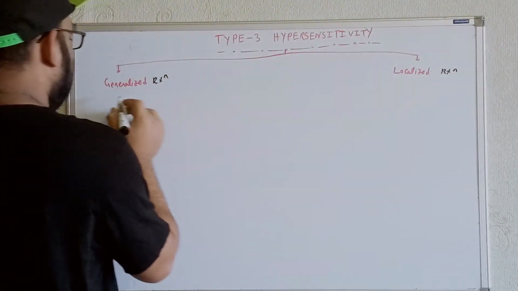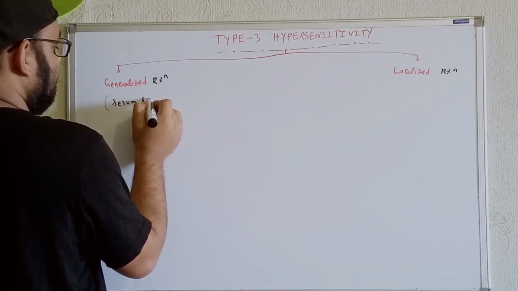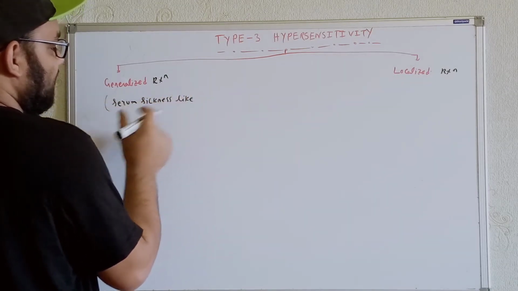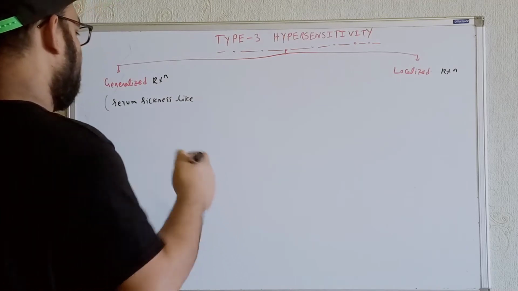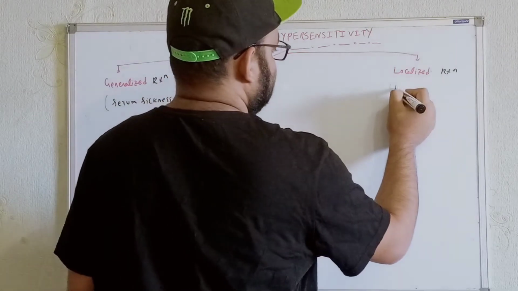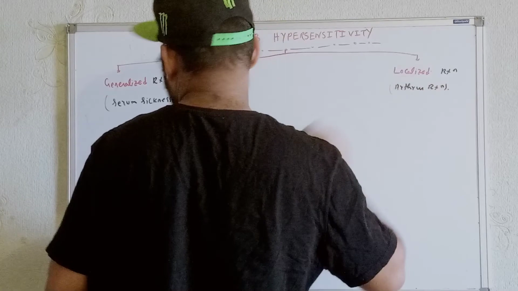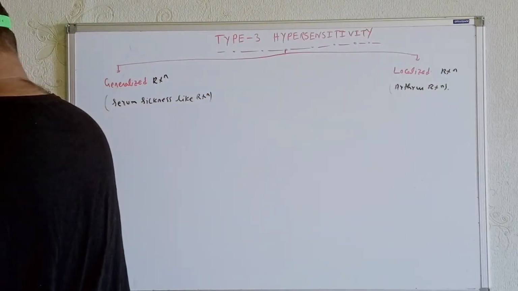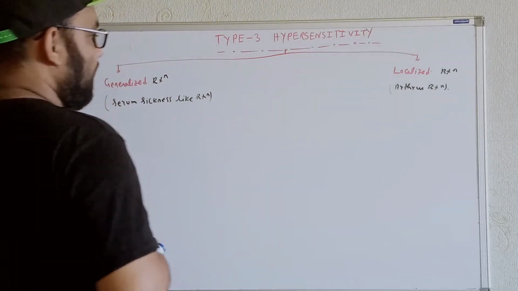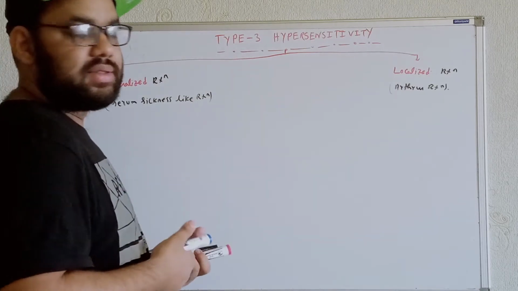Now the generalized reactions are known as serum sickness like reaction. I'll talk about why it is known as serum sickness within a minute. Wait a bit please. It is also known as arthritis reactions. Now first we'll talk about the serum sickness like reactions. For that I need to draw the general circulation.